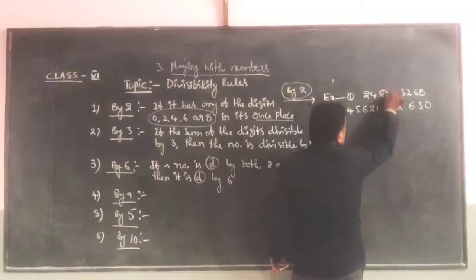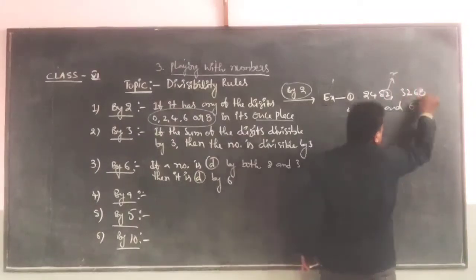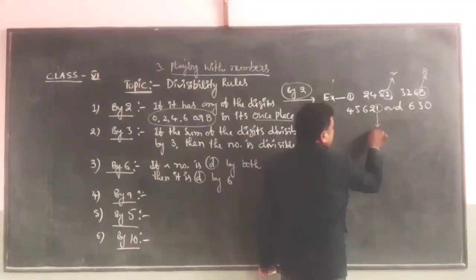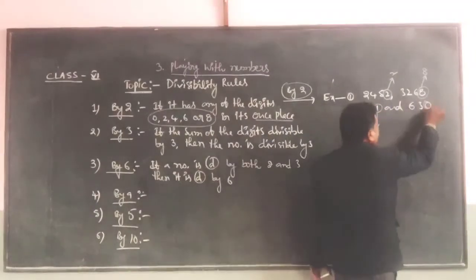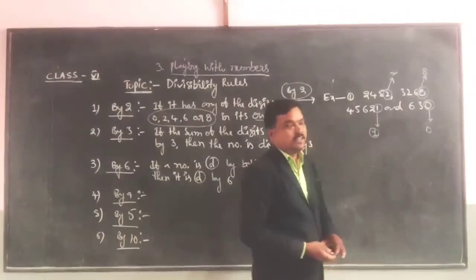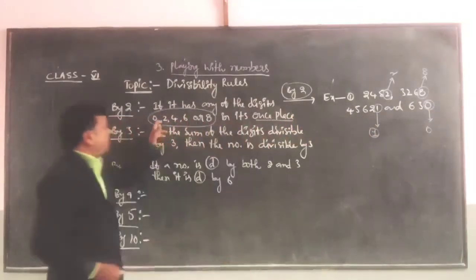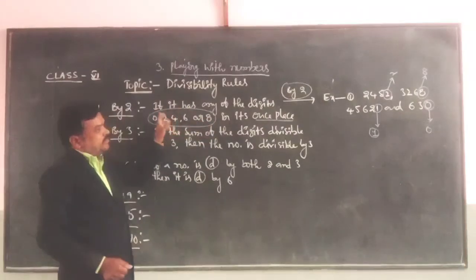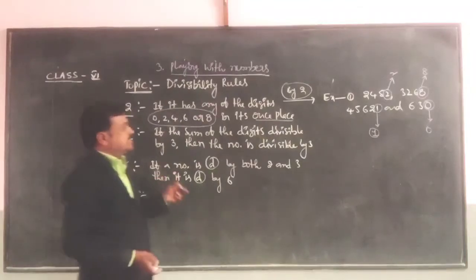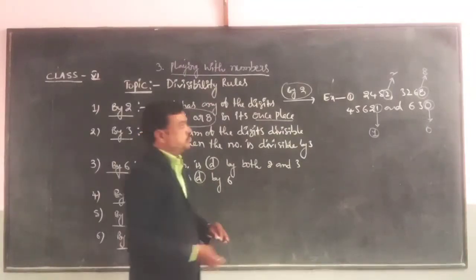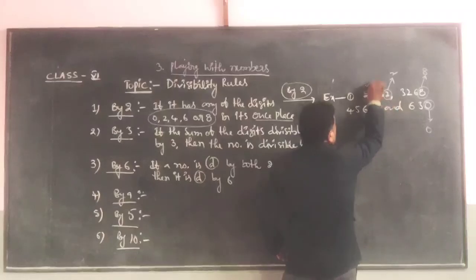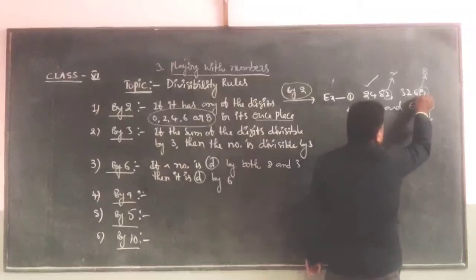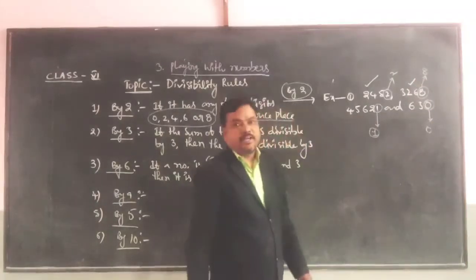See, in the first number at the ones place 2 is there. In the second number at the ones place 8 is there. In the third number at the ones place 1 is there. And in the fourth number at the ones place 0 is there. So among these 5 digits, 0, 2, 4, 6 or 8, if any one of the digits is there at the ones place, you can say that the number is divisible by 2. See, at the ones place 2 is there, so 2452 is divisible by 2. At the ones place 8 is there, this is also divisible by 2.